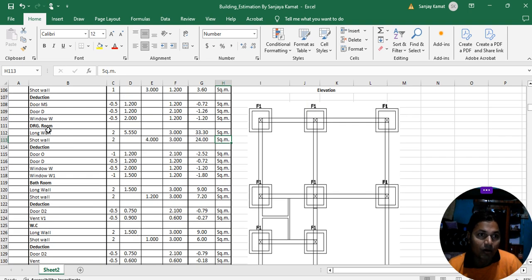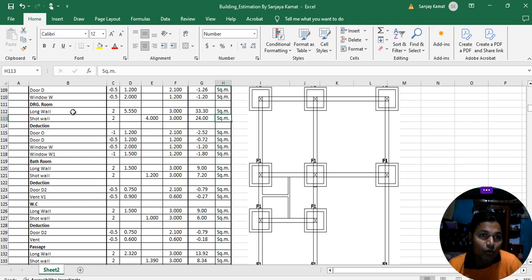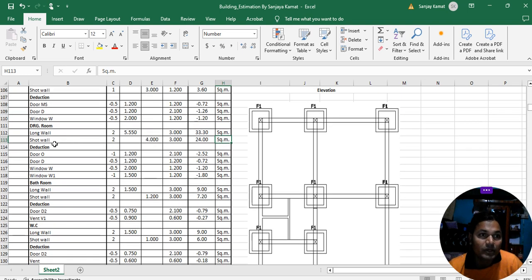See, just now we worked for the drawing room. Now in the drawing room also we have to keep the door and window, no? So we have to keep door and window, means we have to do the deduction. Okay, earlier also I told you, the deduction of the door in the drawing room will be how much? Minus 1, and thickness will be how much? Thickness will be 2.100 meter, and length will be how much? 1.200 meter. Since we know these three values, multiply these three values, then you will get how much?